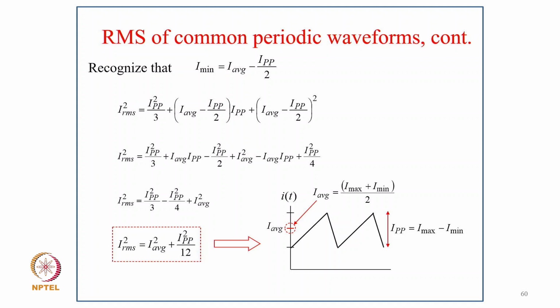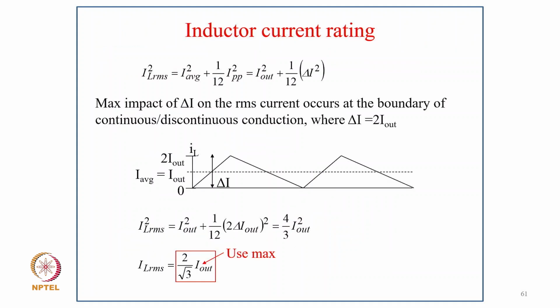This gives you I RMS square equal to I average square plus IPP square by 12. And you can see in the waveform that IPP is the difference between minimum and maximum, and I average is (I max plus I minimum) by 2. So I RMS square equals I average square plus 1 by 12 IPP square, equal to I out square plus 1 by 12 delta I square.